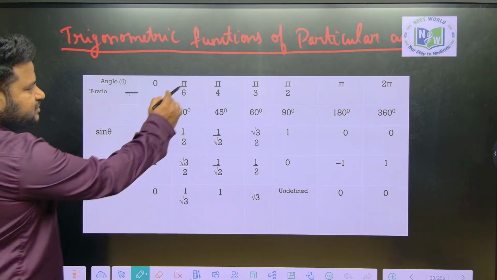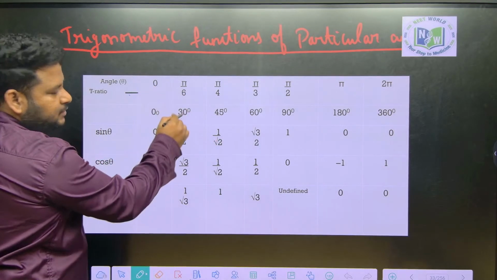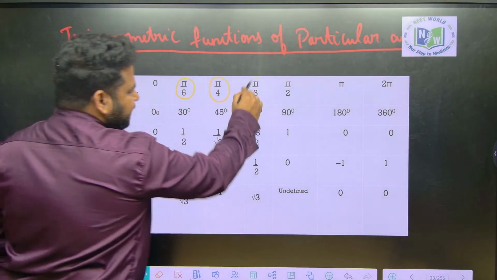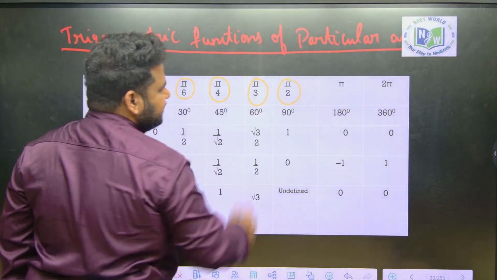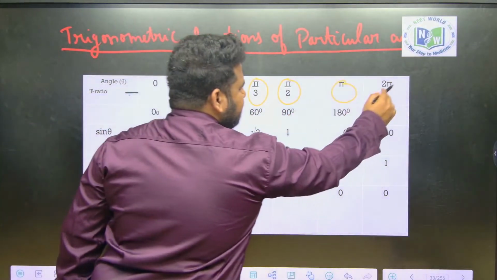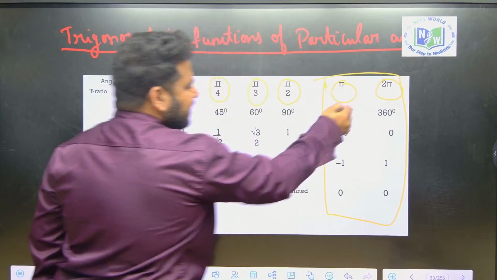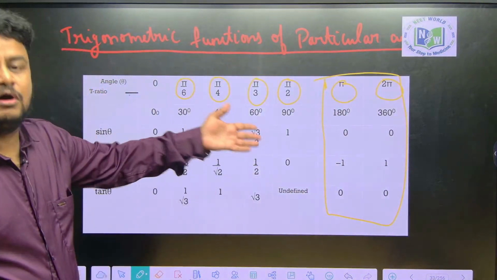In radian measurement, we will write 0 degree as 0 only, 30 degree as pi by 6, as I already told you, 45 degree as pi by 4, 60 degree as pi by 3, pi by 2 is 90 degree, 180 is pi, and 2 pi is 360 degree. These things are new, you will be studying them in 11th and 12th. I am going to explain now how to remember them.